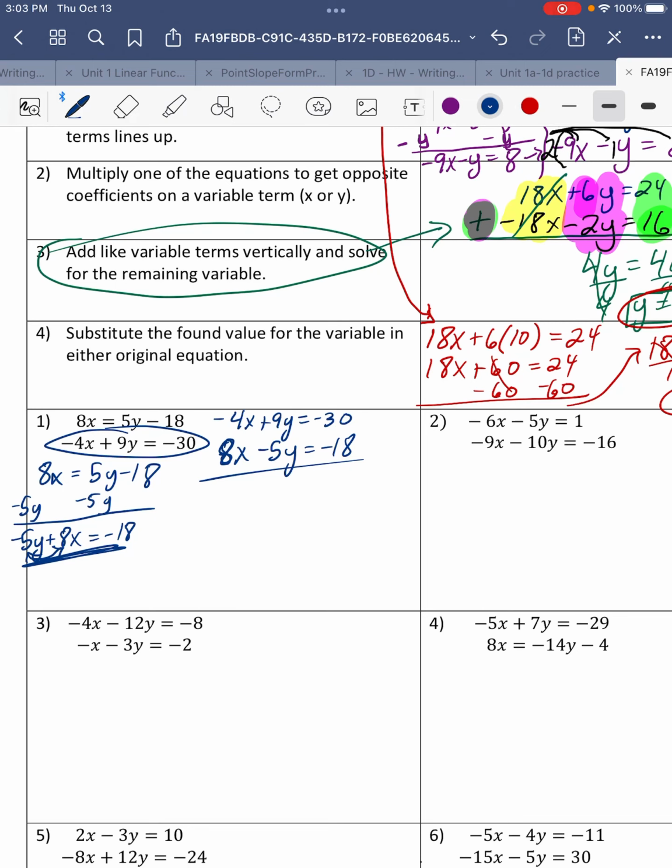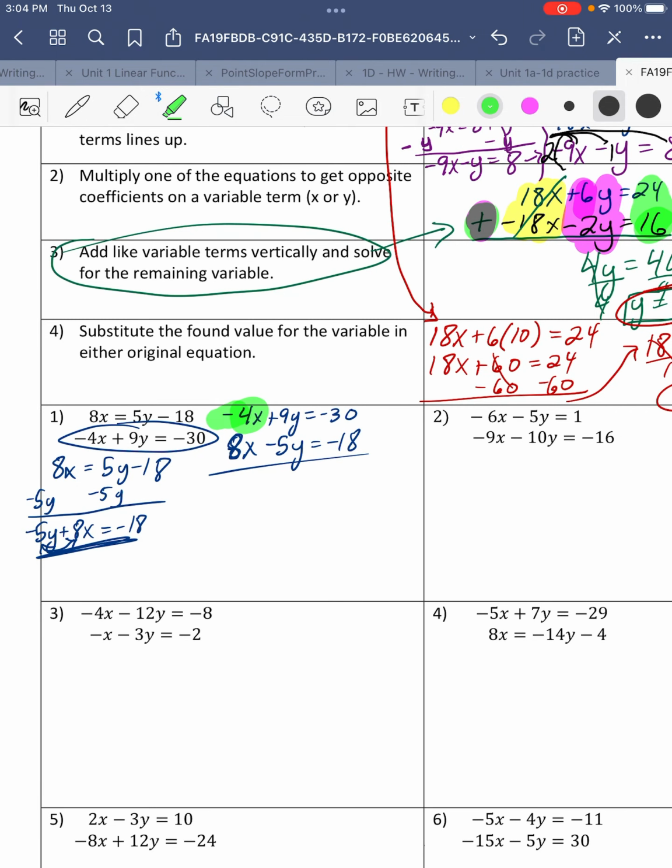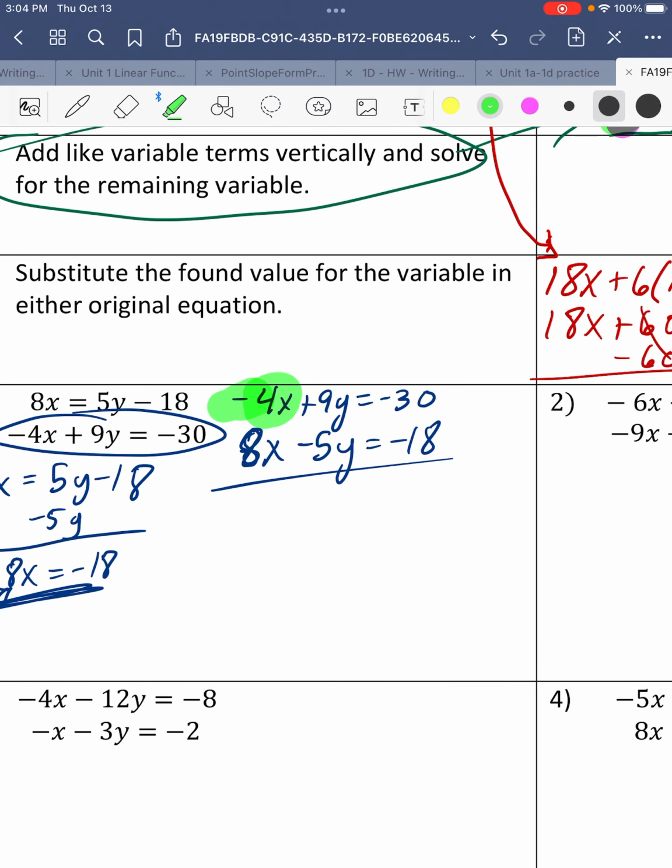Now, I don't have any coefficients that are opposite. So I'm going to multiply this first equation by 2 to get negative 4 to be negative 8, and I want a positive 8. If I were to choose these other 9 and 5, I would need to multiply the bottom equation by 9 and the top equation by 5 to get 45 and negative 45, which you certainly can do. Just a little more work.